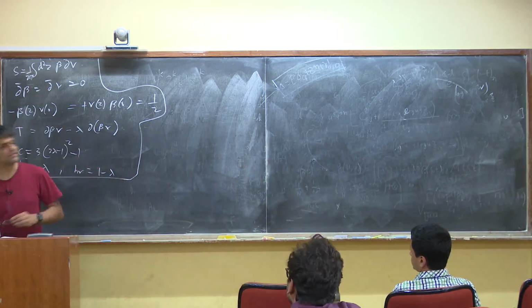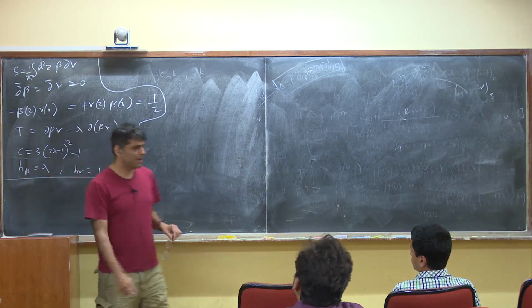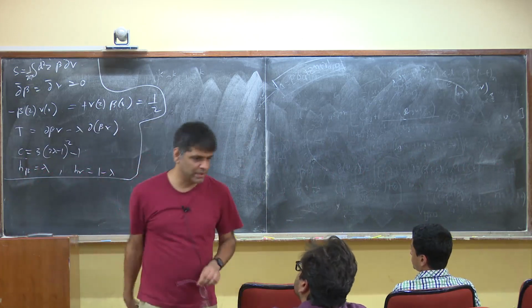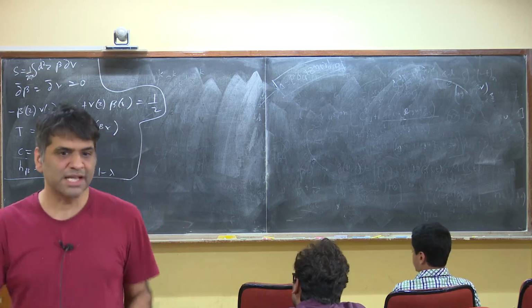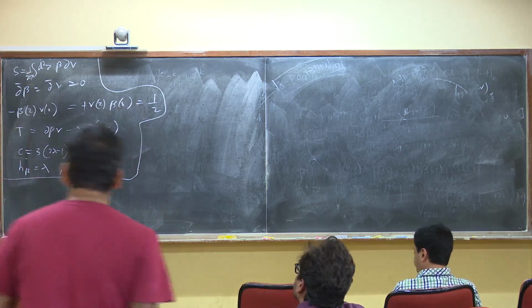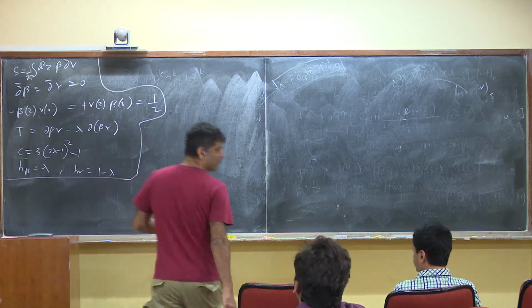Lambda was 3 by 2 for the case of special interest, and we will often specialize to 3 by 2. But for the discussion of bosonization, we will not need that. We will do it for arbitrary lambda.